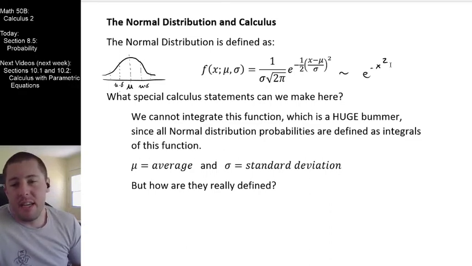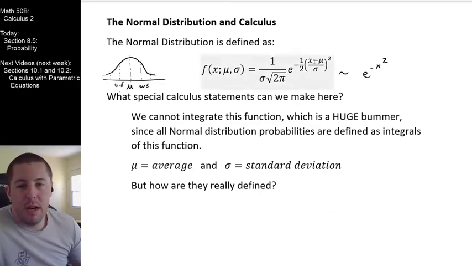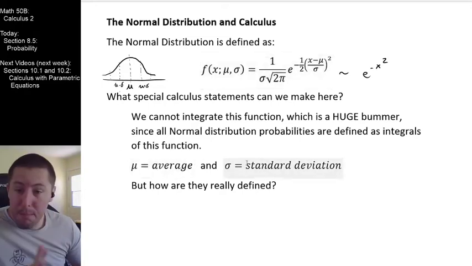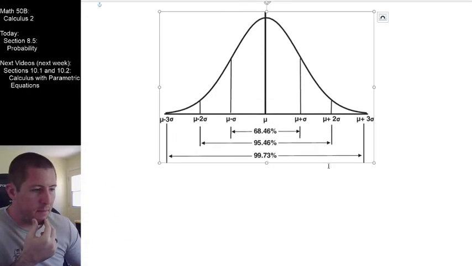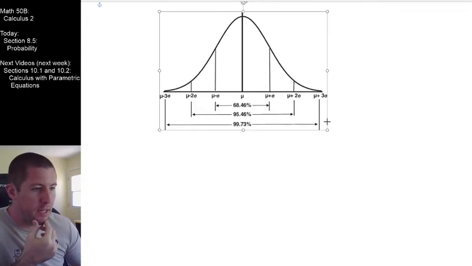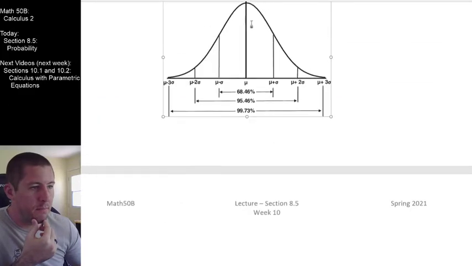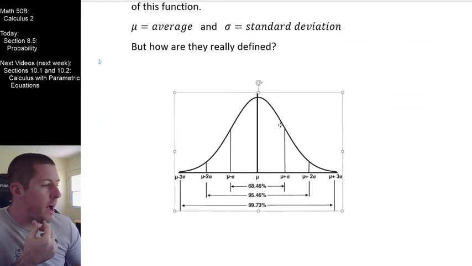So what we're given here is that these values of mu and sigma that you see in this equation are average and standard deviation. But how are they really defined? Oh, I can get this graph up here, right? Here's my much nicer version of this thing. Come on up. There we go. So how are average and standard deviation actually defined?